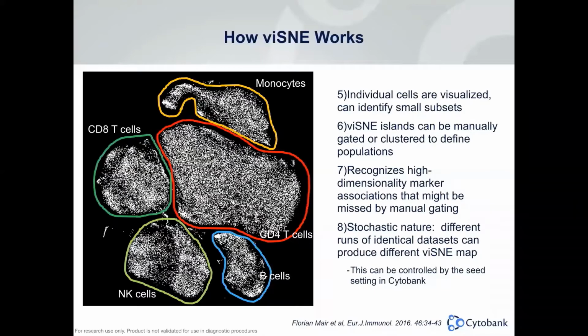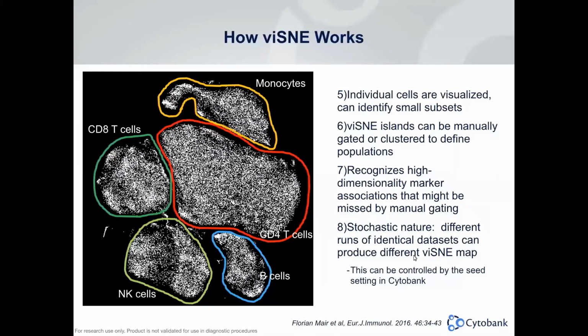In viSNE, in order to identify the phenotype of each island, it can be manually gated by using color by channel. Here we gated on the major subsets using the canonical markers. The marker association can be visualized on the same map. Or you can use a clustering algorithm like FlowSOM and SPADE on viSNE or viSNE-identified subsets.